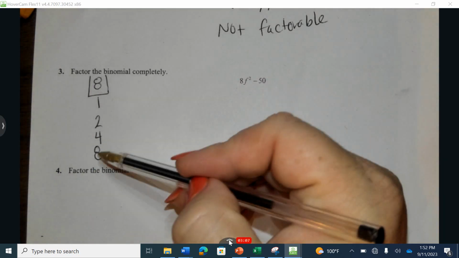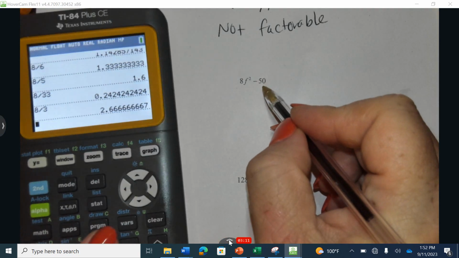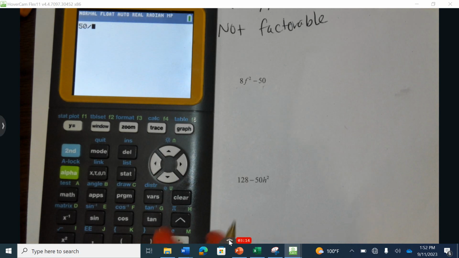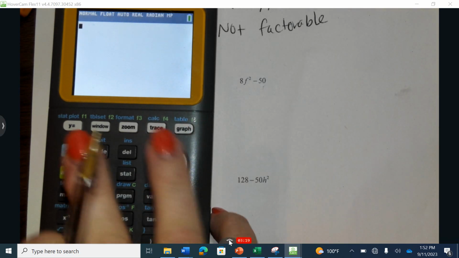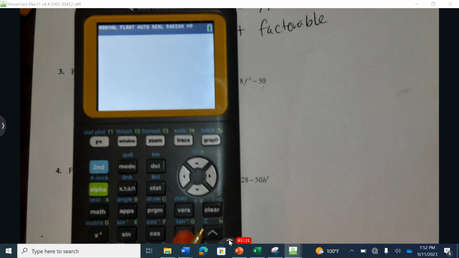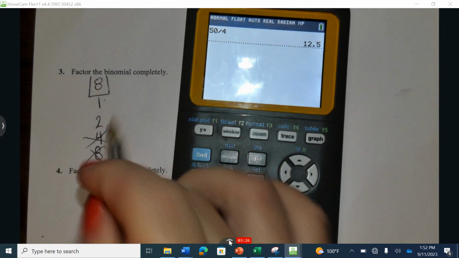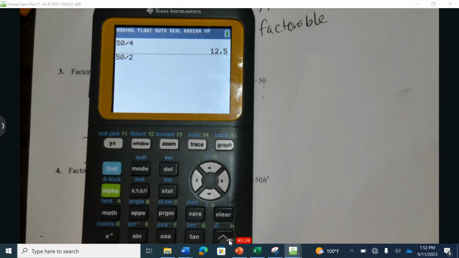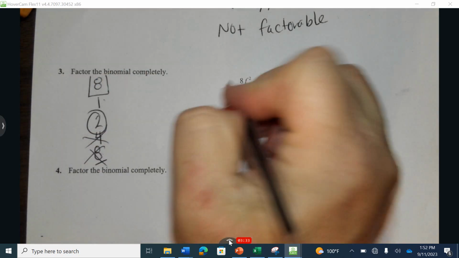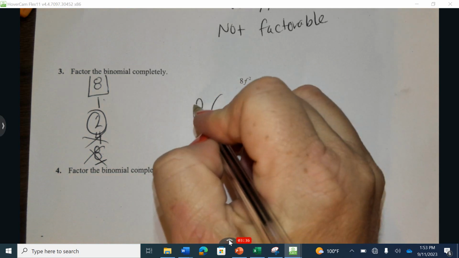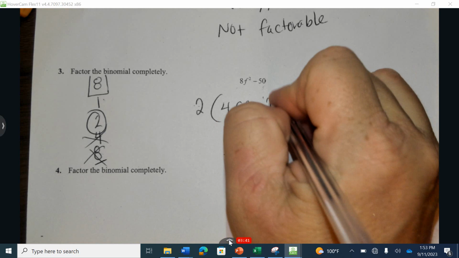So what am I going to do with this list? I always start with the larger number, which happens to be 8, and I'm going to take 50 and divide it by that number. If I get a nice whole number, that's what I'm going to divide out, or factor out. 8 didn't work. Let's try 4. 50 divided by 4. Nope. Let's try 2. We do want to factor out the largest number. Oh, 2 works. Okay, so that tells me this is the number I'm going to factor out. 8 divided by 2 is 4. Bring down the f squared and the subtraction. 50 divided by 2 is 25.